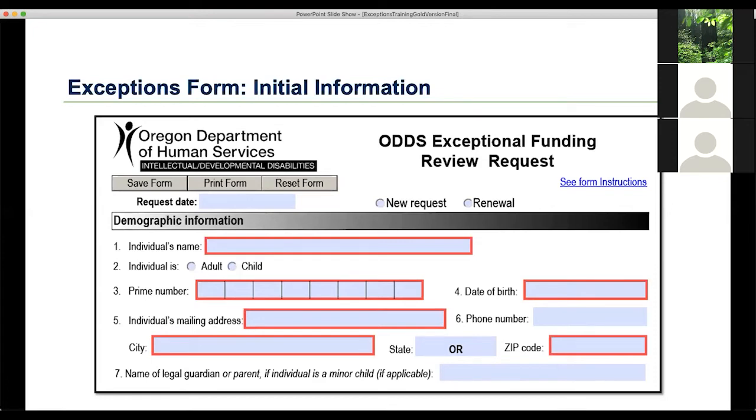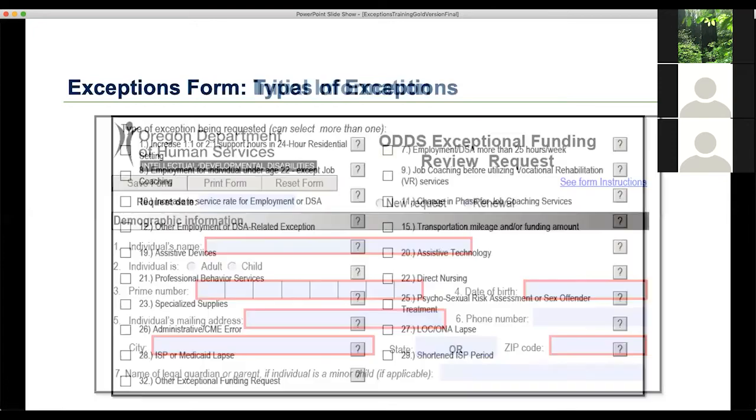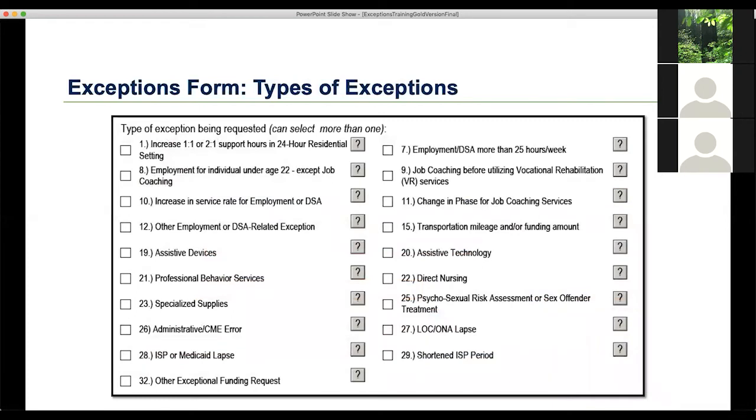And then going to the next slide, after we have this beginning section of demographics, and there's a few more questions than were snapshotted there, but they're fairly straightforward and hopefully easy to find information if you're working with somebody actively. And this is an example of some of the types of exceptions. Now you'll see this goes up to number 32, but you'll notice there's not 32 lines here. And this is just a snapshot to show you how the interactive form works.